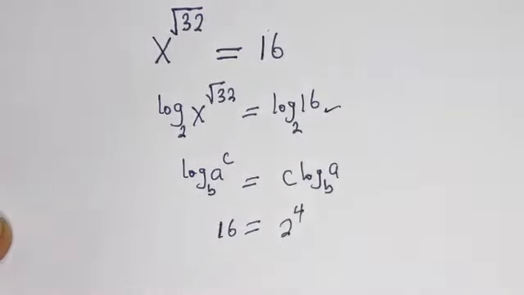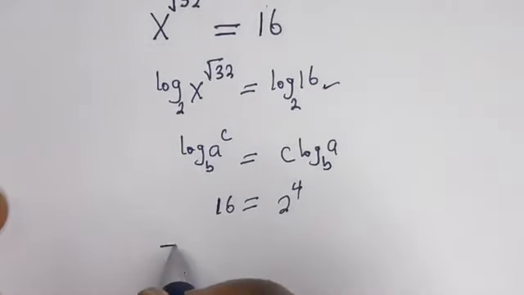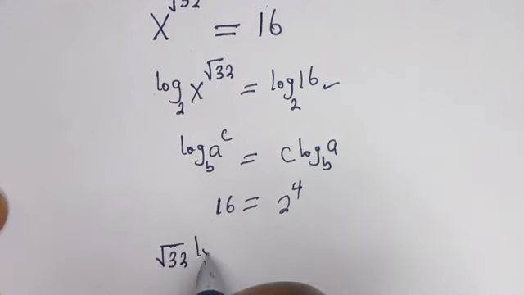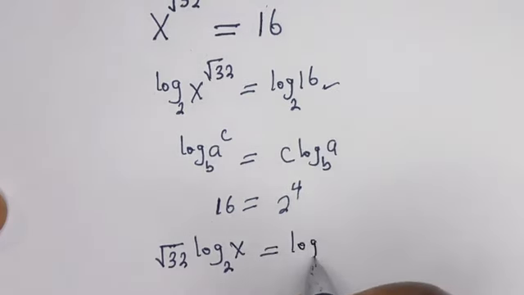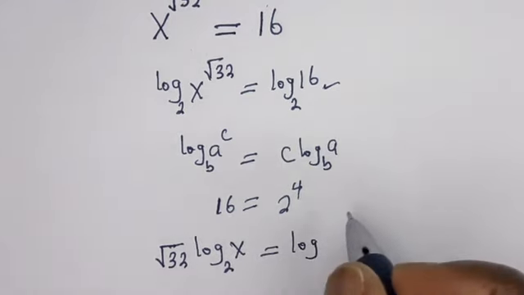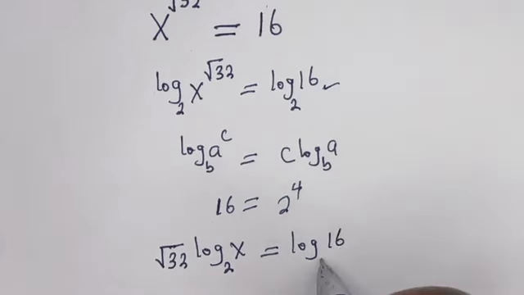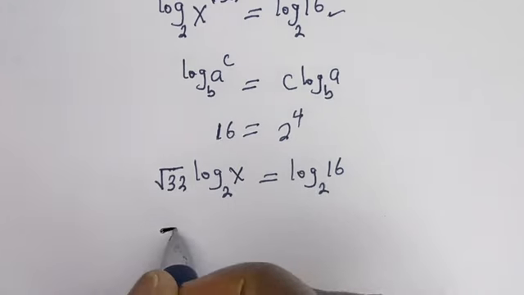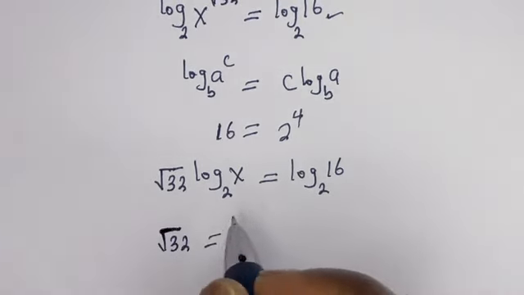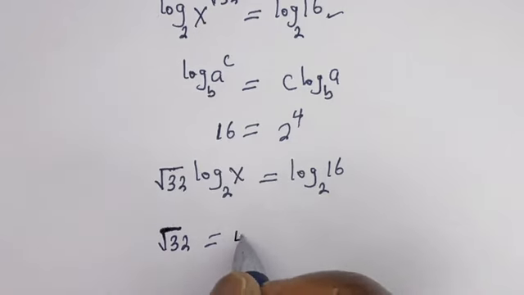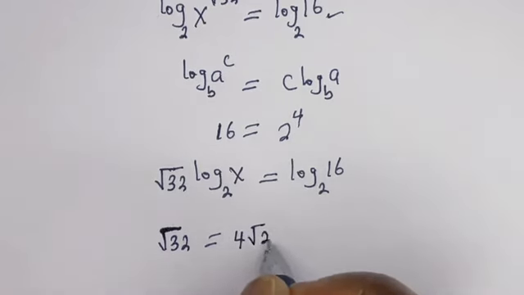From here, we have square root of 32 log s base 2 is equal to log 16 base 2. Square root of 32 is equal to 4 root 2.